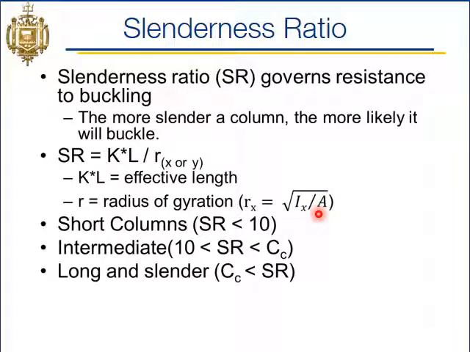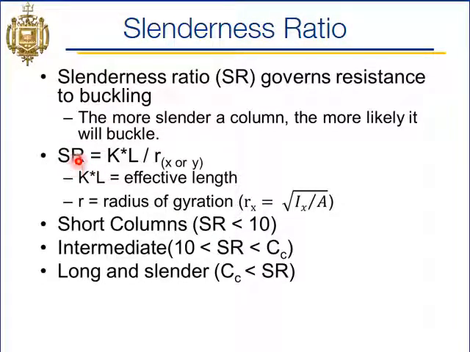The radius of gyration is different about the X and Y axis of our column. So you'll have to pick the smallest value so that you get the highest slenderness ratio to do your column analysis. We're looking for the worst case scenario, so you always want to find your smallest value of R, whether it's Rx or Ry, so that you can find the highest value of slenderness ratio.